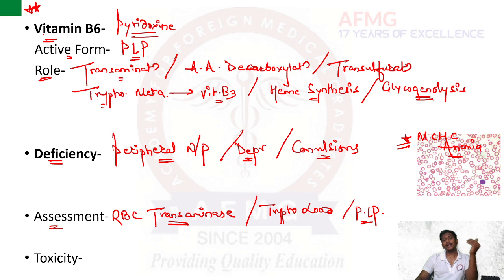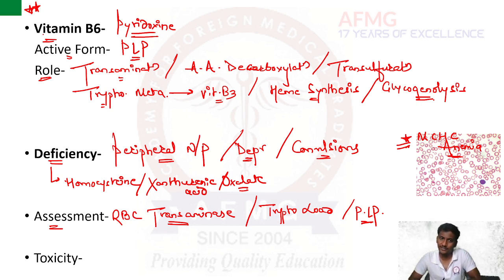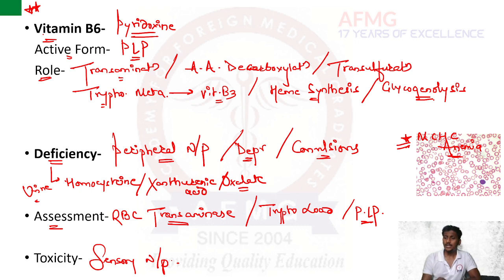As well as, when there is vitamin B6 deficiency, usually there is increased excretion of homocysteine in the urine. Apart from that, there is also excretion of xanthurenic acid. Xanthurenic acid is also excreted as vitamin B3 is not formed, and oxalate crystals are also excreted in the urine. So oxaluria is also a feature of pyridoxine deficiency, right? Then if I talk about toxicity, toxicity would generally only cause sensory neuropathy in this patient. Sensory neuropathy would be seen.